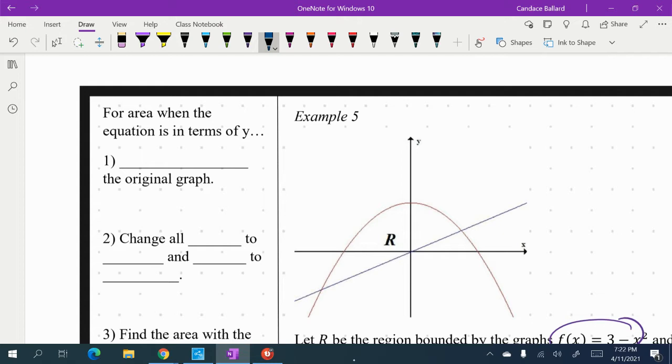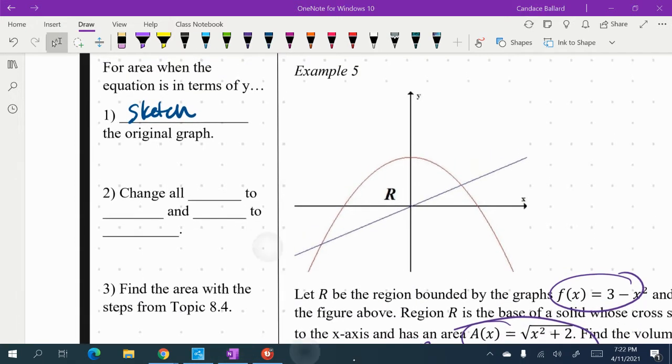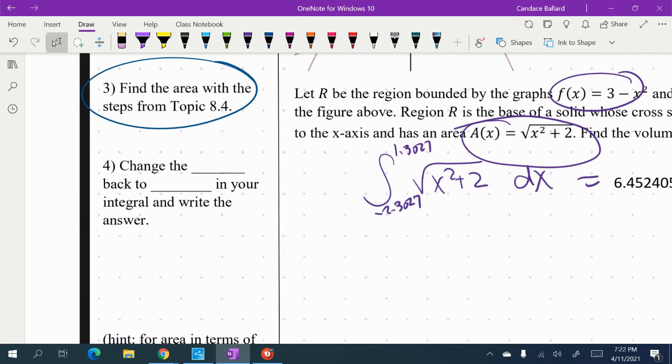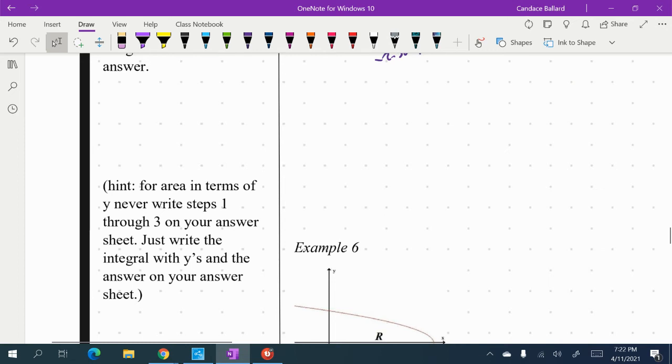For area, when the equation is in terms of y, we're going to sketch the original equation, change all of the x's to y's and the y's to x's. And then we're going to find the area just like we did before. And then we're going to change the x's back to y's in your integral and write the answer. So for the area in terms of y, never write steps 1 through 3 on your answer sheet. Just write the integral with y's on your answer sheet.